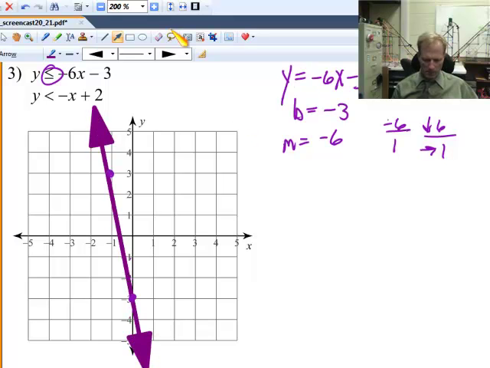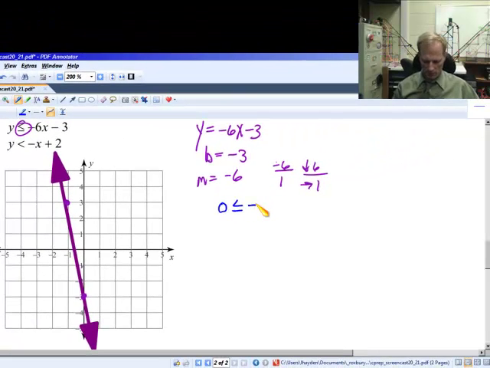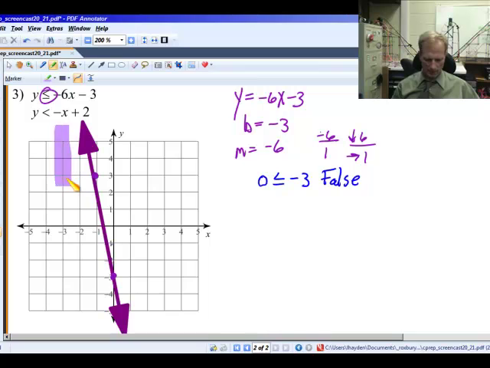Not too bad. And now I need to decide which side to shade. Okay, I'm going to pick a test point of 0, 0, substitute in the test point, and I get 0 less than or equal to negative 6 times 0 minus 3, which is 0 less than or equal to negative 3. That's a false statement. 0 is greater than negative 3. So that means I shade the side that does not contain the test point, which would be this side.